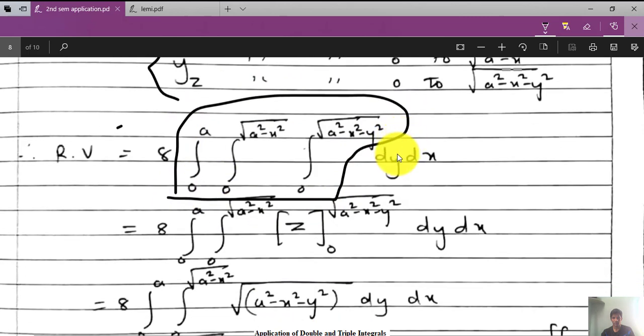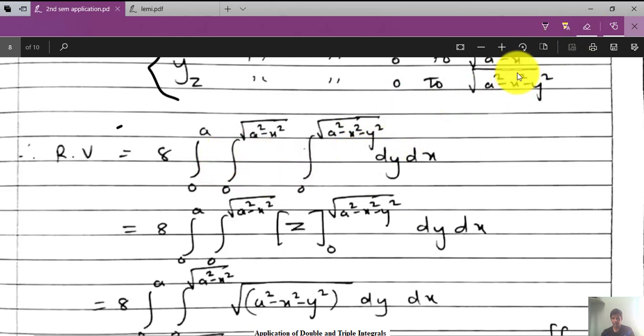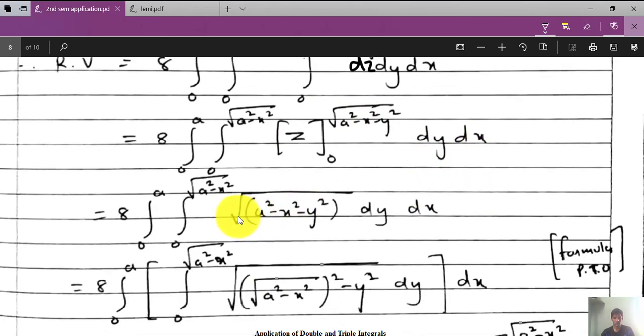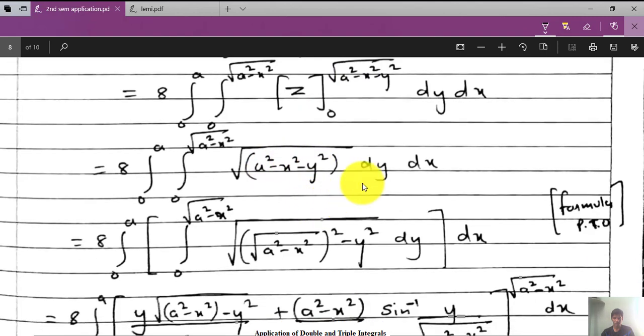Now if I take the limiting values, find these limiting values, evaluated for dy dx, right? And I did not write dz. Here it is dz. So the first thing is integrating z over 0 to square root of a square minus x square minus y square, dy dx, right? I will not include the lower limit, it is obviously understood to be 0, so it is square root of a square minus x square minus y square dy.